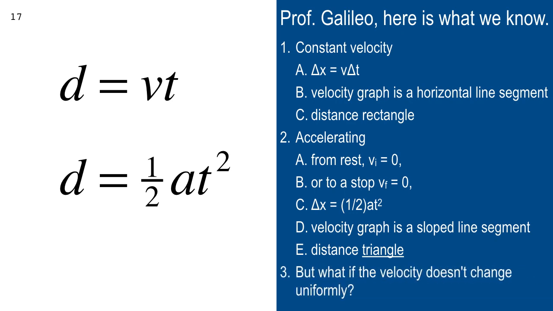Now, let me ask you this. What if the velocity doesn't change uniformly? In other words, what if you're on a ramp like this, and then halfway down the ramp it gets a little bit steeper, so the acceleration is a little bit better? So raise your hand if you've ever been snow skiing.